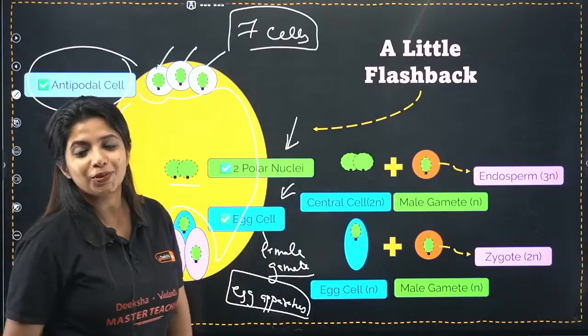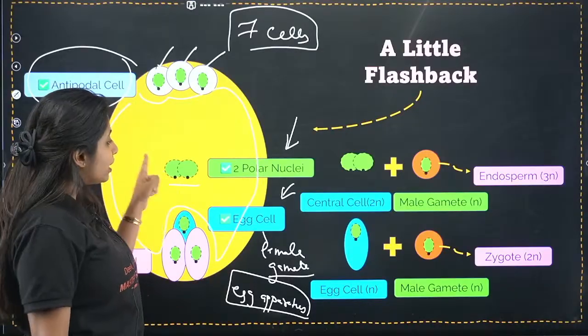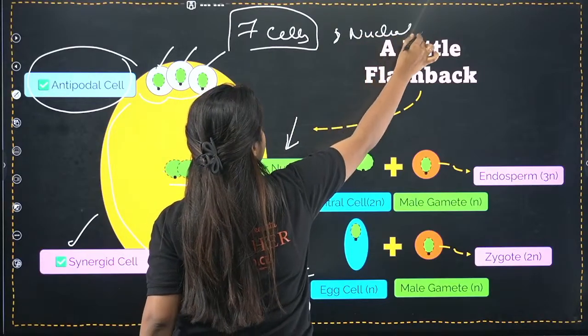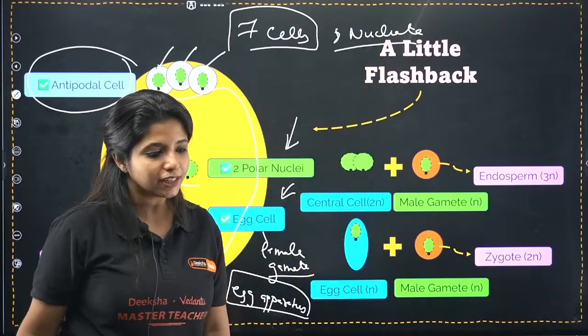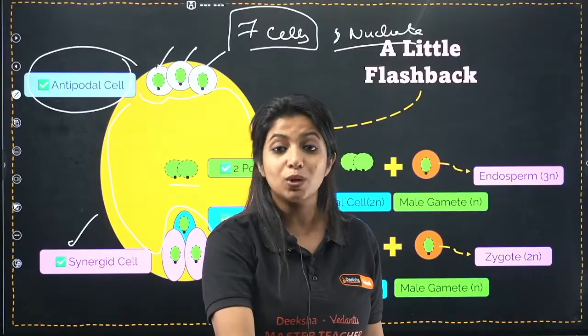Two polar nuclei. So 7 cells are there, but since we have an extra nucleus, we say that it is 8 nucleate in condition. 7 celled and 8 nucleate in condition. What are we talking about? We are talking about the embryo sac.